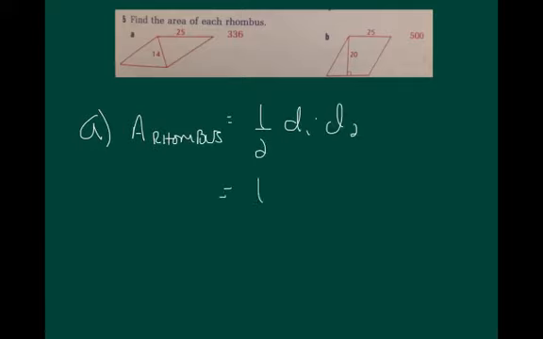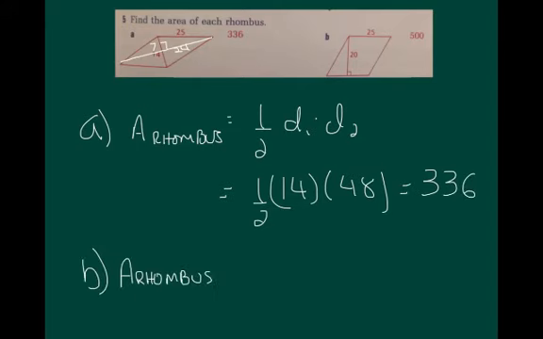Since I know that one of the diagonals is 14, I can find the other diagonal by recognizing that when the 14 is bisected, I get a right triangle that has 7 as one leg, 25 as the hypotenuse, so the other leg must be 24, which makes the entire diagonal 48. So when I multiply these two out, I get 336.